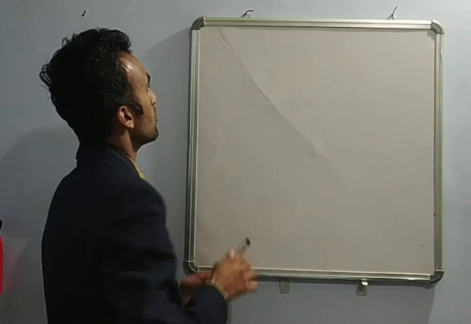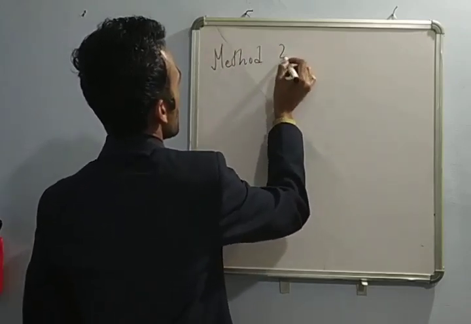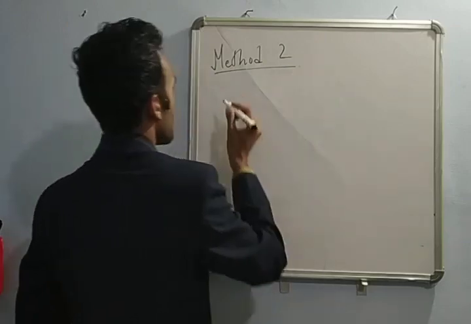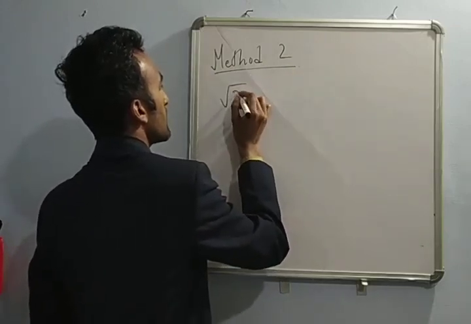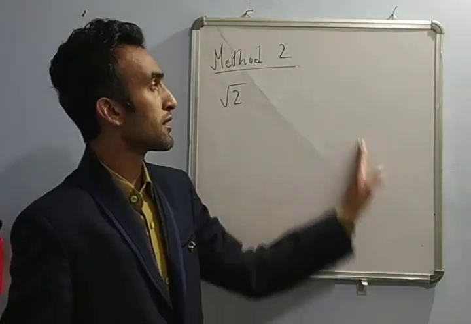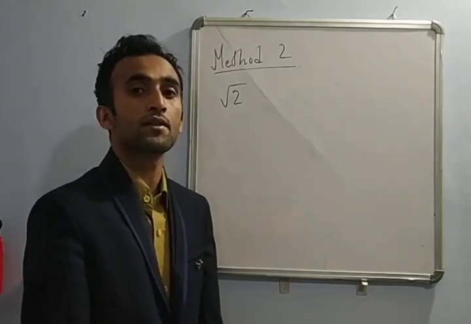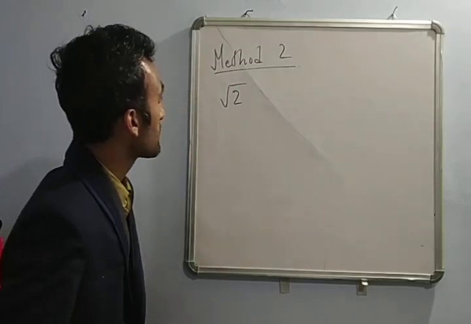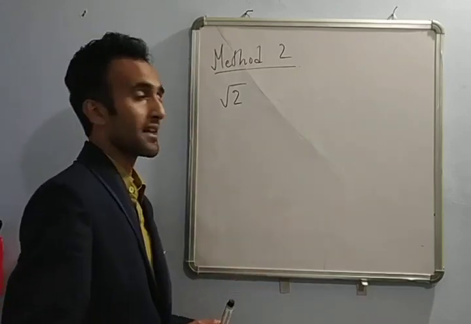Now method number 2. Like one way I proved, square root of 2 is an irrational number by the long division method. Now I'll prove by another method. Very interesting method. You have to focus. Now method number 2. Square root of 2. How to prove it is an irrational number.